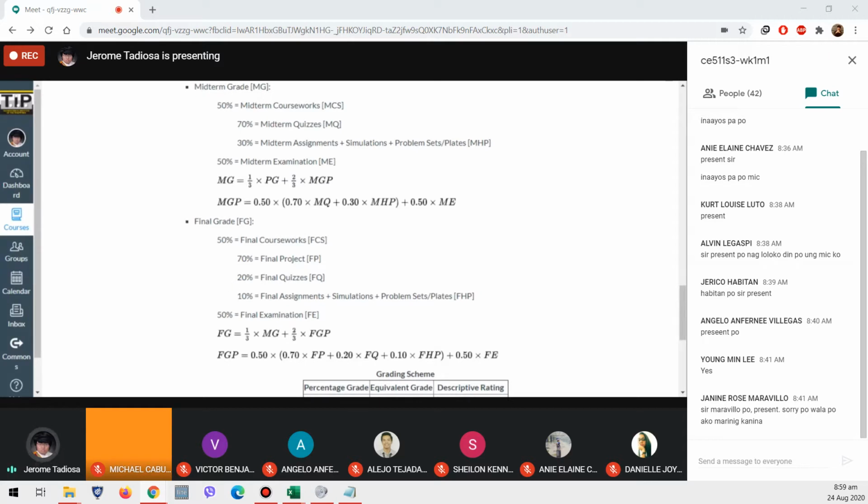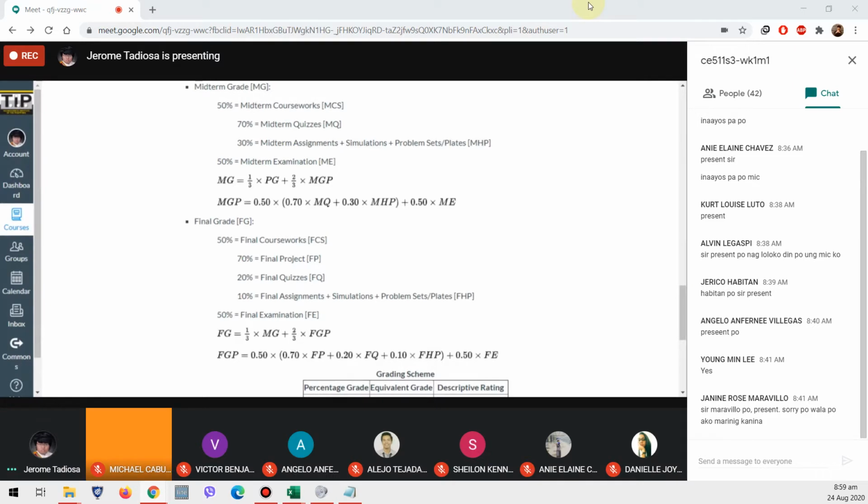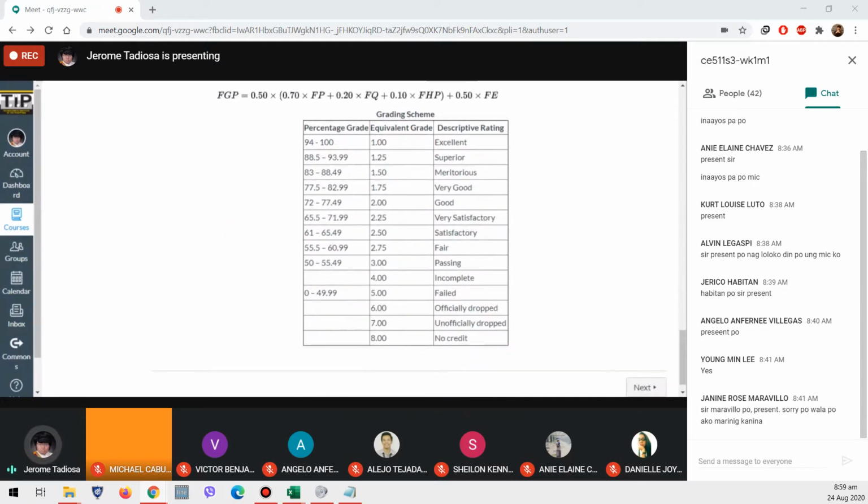Personally, during face-to-face classes, in the final period in steel design, I do not really give a quiz. However, I said earlier that at every end of the module, quizzes are required to be given. That's why I had to put this one. And then we have the TIP grading scheme. It's just the same for the other courses.